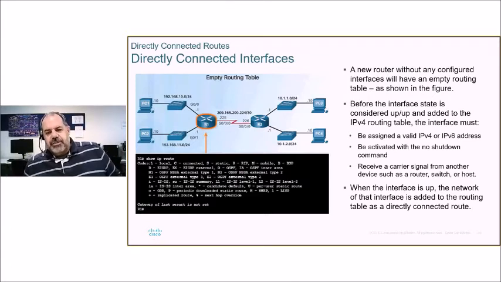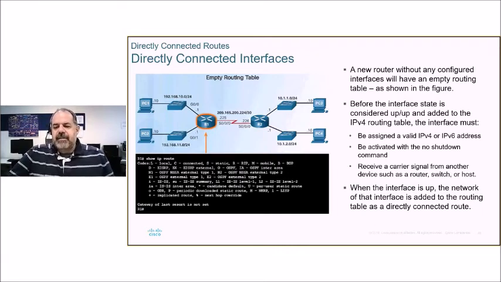Before the interface state is considered up and up, the interface must be assigned a valid IPv4 or IPv6 address, must be activated with the no shutdown command, and should have a carrier signal from neighboring devices. So, to know that the status of the cable is up. When an interface is up, the network of that interface is added to the routing table as a directly connected route.